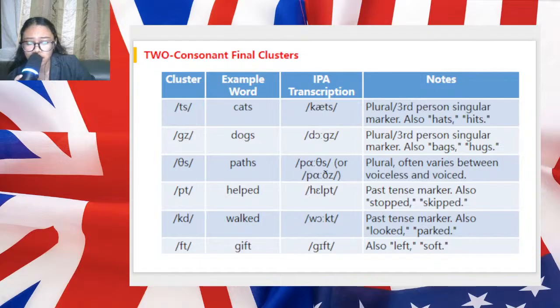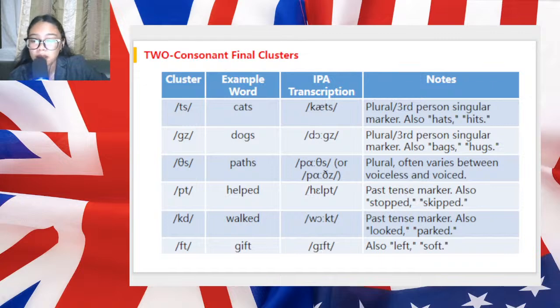We have here the final one for this slide, the FT cluster, as in gift. This is a direct blend of the F sound flowing into the T sound at the end of the word gift. Both are unvoiced. This cluster is also found in left and soft. So try gift, left, soft, making sure that the FT ending is distinct and crisp.